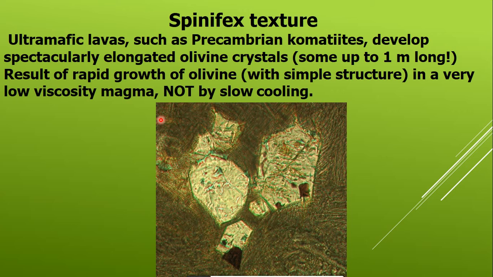Spinifex texture is formed in a volcanic rock at very high temperature at the Earth's surface, which cannot be possible in the present day, because in the Precambrian the Earth's surface temperature was very high, as equal to the Earth's core temperature, and that is not possible in the present day. So the spinifex texture is only found in a Precambrian rock, that is a komatiite, and the location of this type of rock is in Zimbabwe.